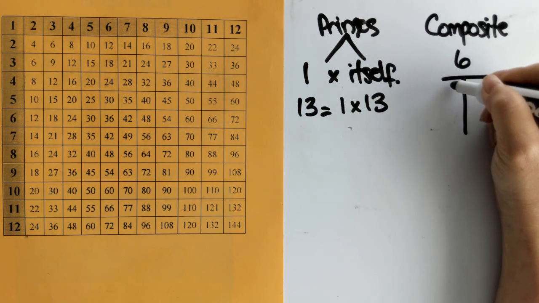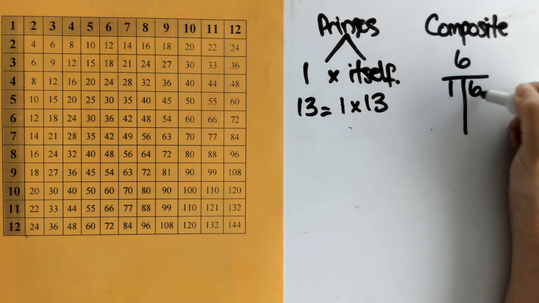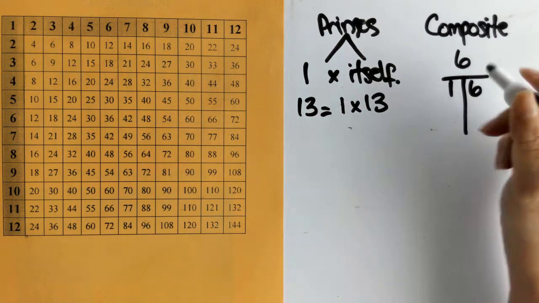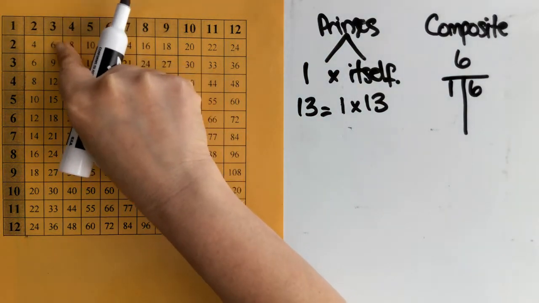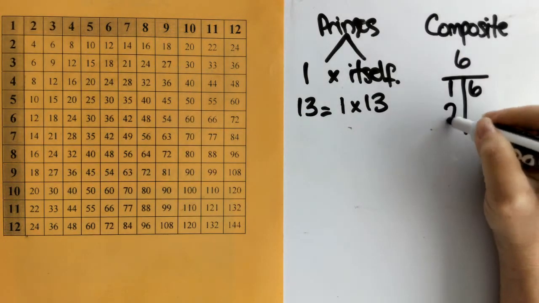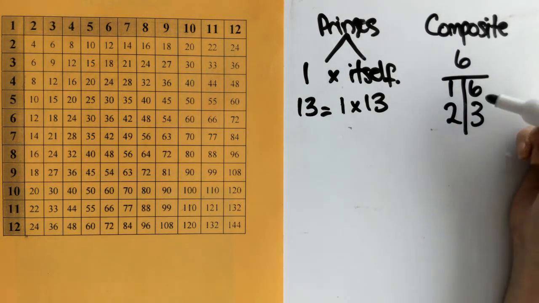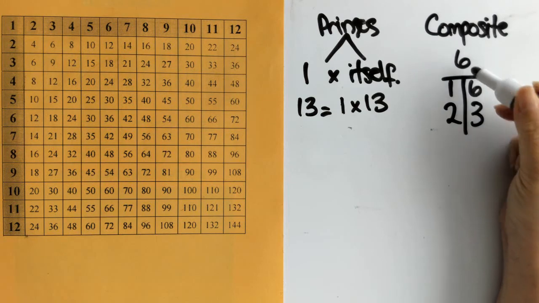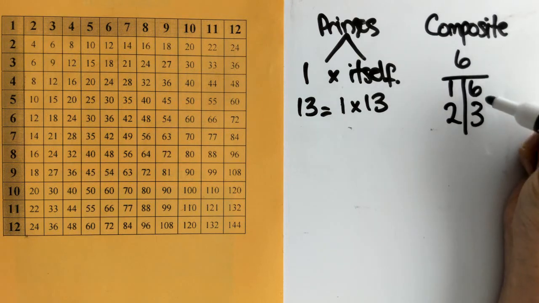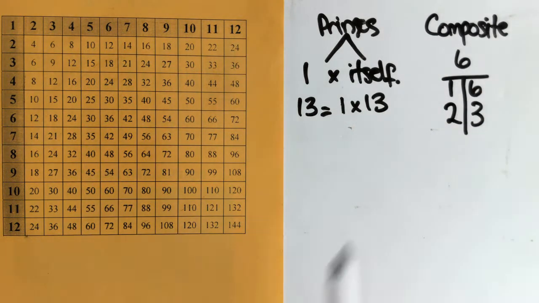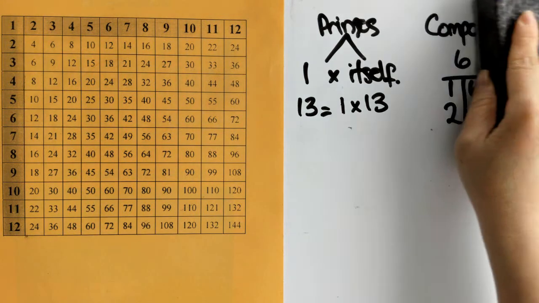Remember, we can always multiply 1 by itself to get 6. And another way we can get to 6 is 3 times 2. Because 6 actually has 4 factors, it is no longer a prime, it is called a composite.